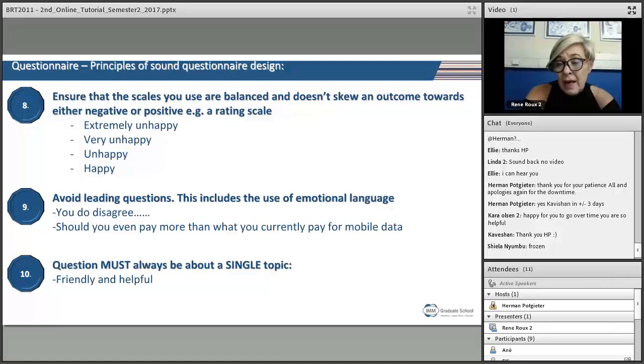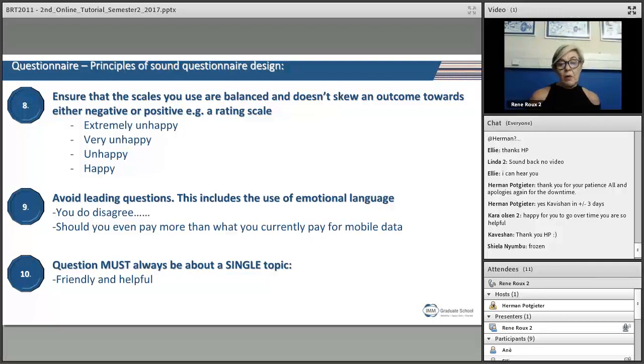Ensure that if you use scales, they are balanced, that there is an equal number of positives and an equal number of negatives. Look at the example. Extremely unhappy, very unhappy, unhappy and happy. There are more unhappy options and only one happy. So the chances are that your answers will skew towards unhappy, because you give them so few options of being happy. You almost force them to be unhappy.